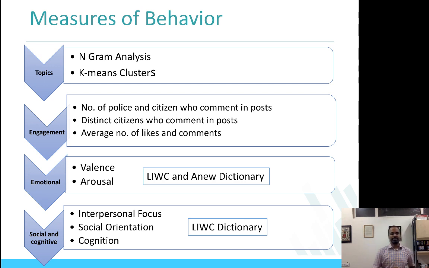Number of police and citizens who comment in a post, distinct citizens who comment in a post, average number of likes and comments. So these are things we'll look at. In the next couple of slides, we'll go through only these.